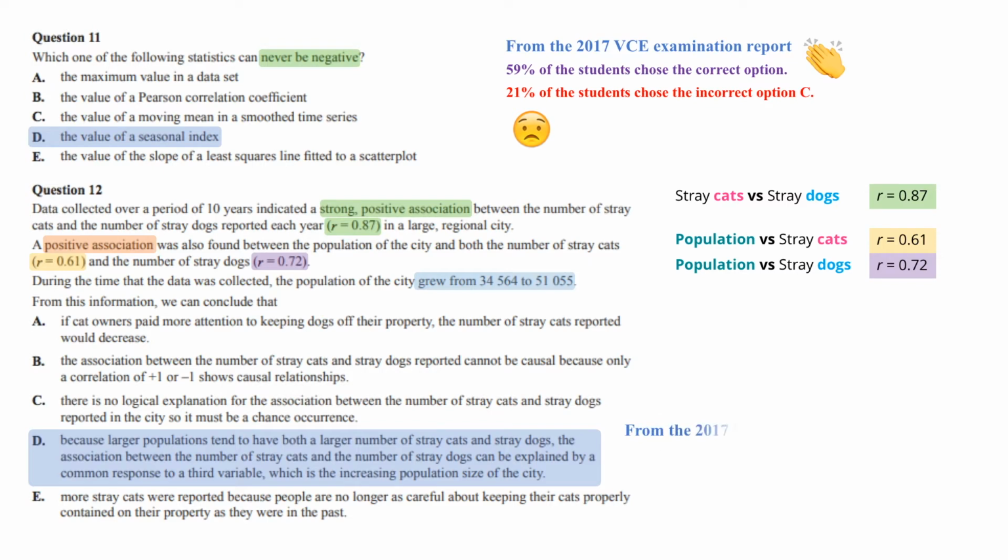From the 2017 VCAA examination report, 81% of the students chose the correct option.